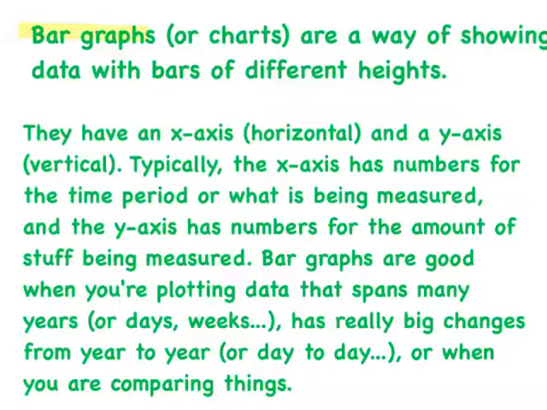Bar graphs or charts are a way of showing data with bars of different heights. And they have an x-axis, which is the one that's going horizontal, and a y-axis, the one that's vertical. And typically the x-axis has numbers for the time period or what is being measured, and the y-axis has numbers for the amount of stuff being measured.